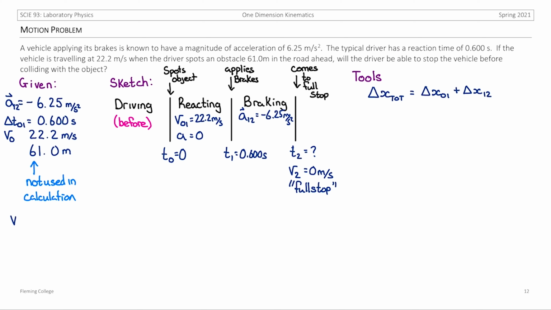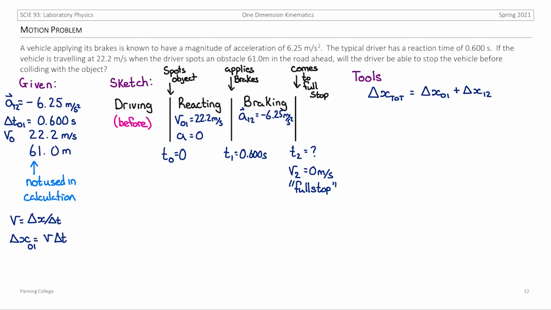Some of the other tools we're going to need to use here is, let's think about our definition of velocity. So if we know a velocity and a time, we can rearrange for a displacement, which means that under constant velocity, we can use that definition and define delta x01, the distance covered while we're reacting, as being calculated by taking the velocity and multiplying by the time. And we have both the velocity and time in that interval.